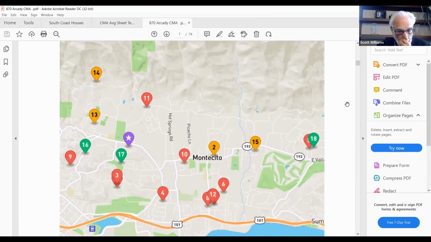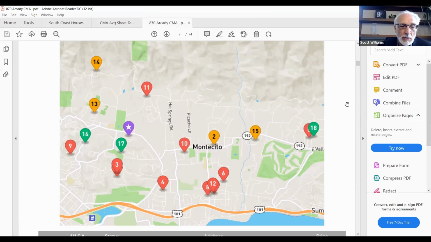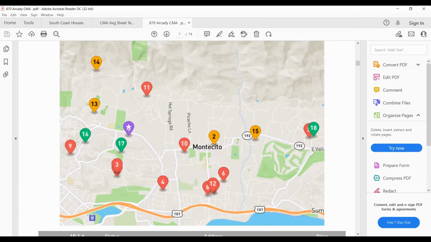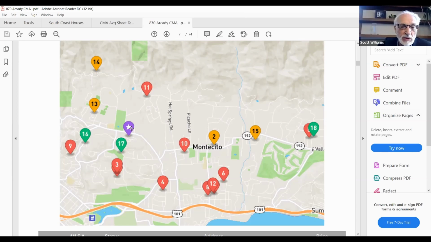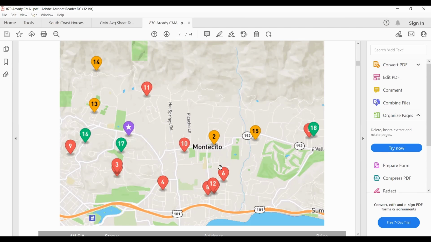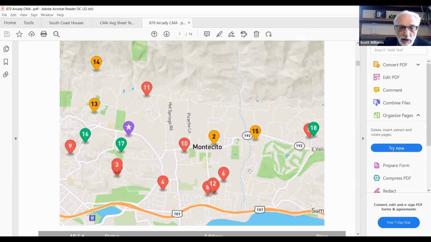Because we'll talk a little bit about the choices for how you sell a property, but here we are. I'm using a real house that I'm bringing on the market that's listed, that you'll all see in about a month. And that's 870 Arcady Road in Montecito. I decided we'll use Montecito for our CMA here. And if you're not familiar with Cloud CMA, do get familiar with it.